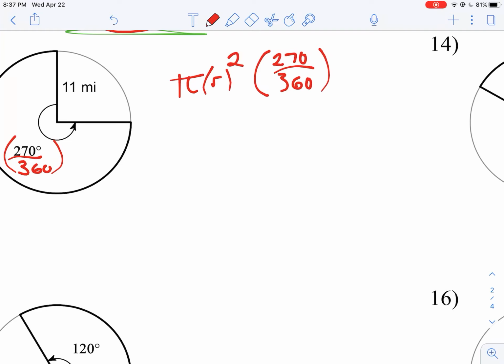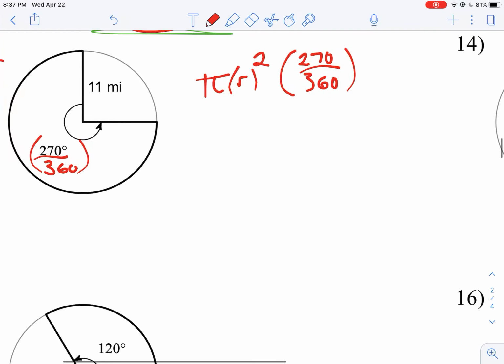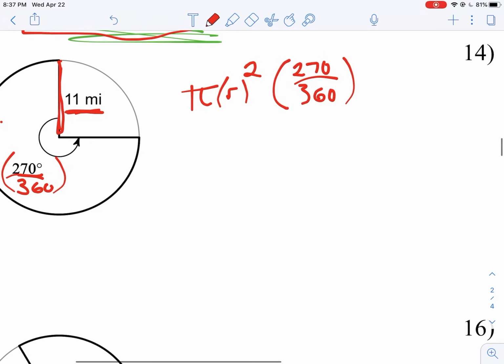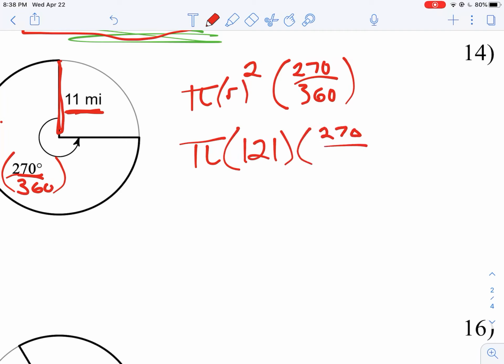So let's plug in for our radius. All these will be given. You're not going to really have to work to find the values. You just have to know where they are. This is my radius. 11 miles is my radius, and this 270 helps me find the ratio that I multiply by. So the radius is 11, and 11 squared is 121. So we go ahead and go pi times 121. You have to square first. Remember, order of operations. With all this multiplication, it doesn't matter.